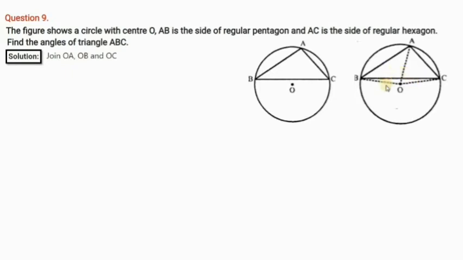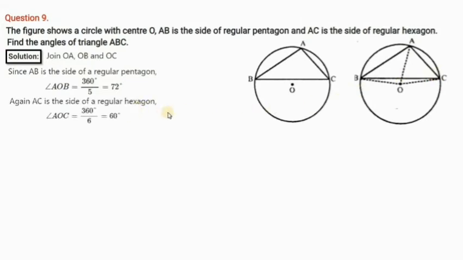Now AOB is the angle formed by one of the sides of a regular pentagon, that means a 5-sided polygon. So this angle will be 360 divided by 5, which is 72 degrees. That is, AOB is 72 degrees. Similarly, AOC will be 360 divided by 6, because this is one of the sides of a hexagon. So this will be 60 degrees.